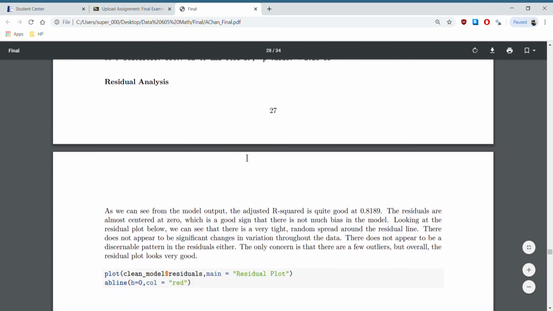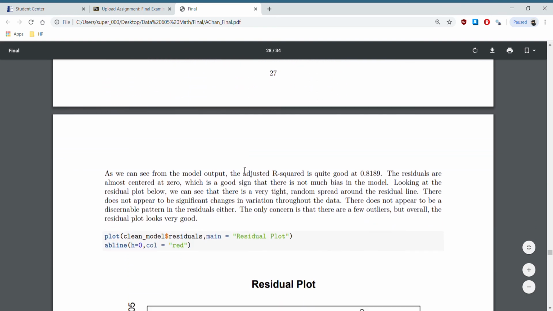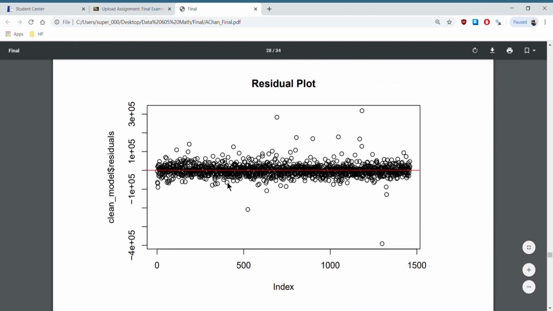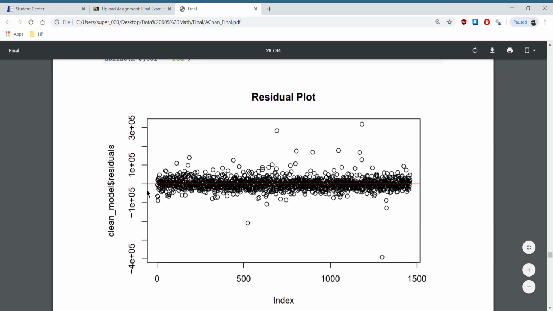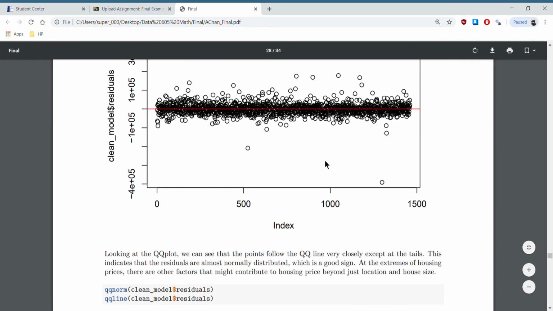After I fit the model, I ran some residual analysis. Looking at this residual plot, it looks really clean. There's no discernible pattern that I can see. The variation as the index increases is about the same. There are a few outliers, but relative to the total number of values in this data set, they're not particularly influential in changing the fit. So a pretty tight spread, and overall this looks pretty good.